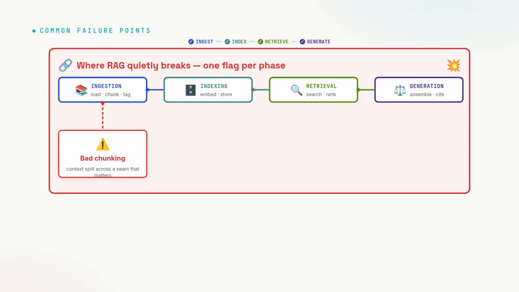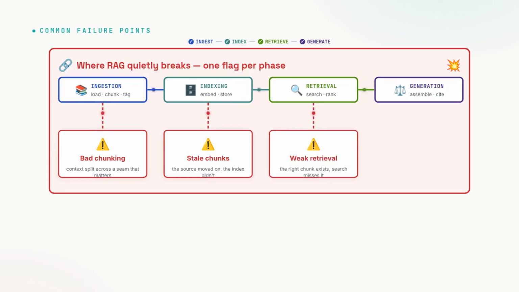In indexing, stale chunks. The source moved on, your index didn't. The model answers with what was true last quarter. Freshness is a feature, not a chore. In retrieval, weak retrieval. The right chunk is in your index, it's in there, but search missed it. Similarity isn't relevance, and a weak retriever silently drops the answer.